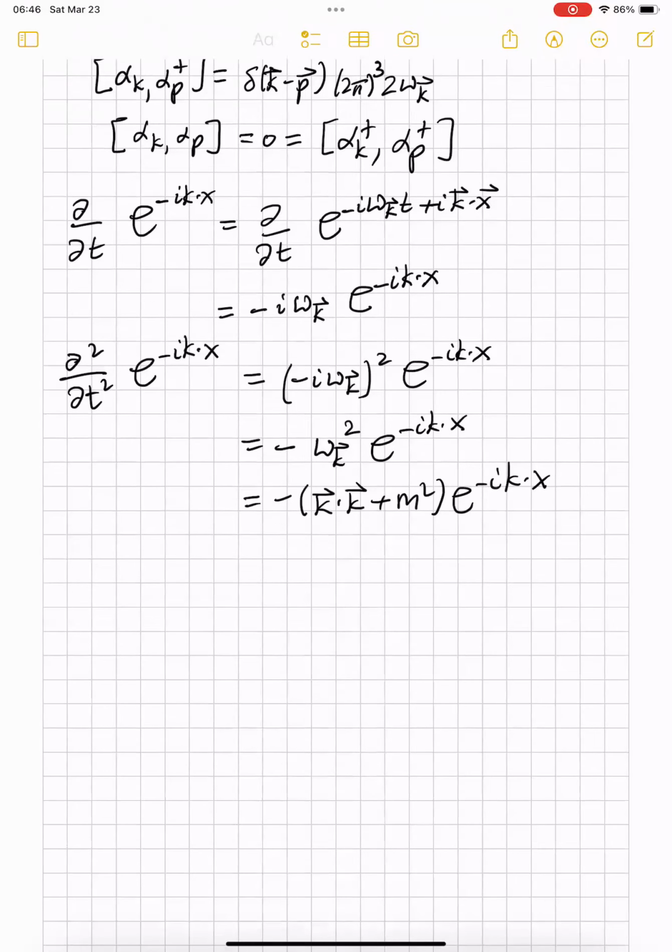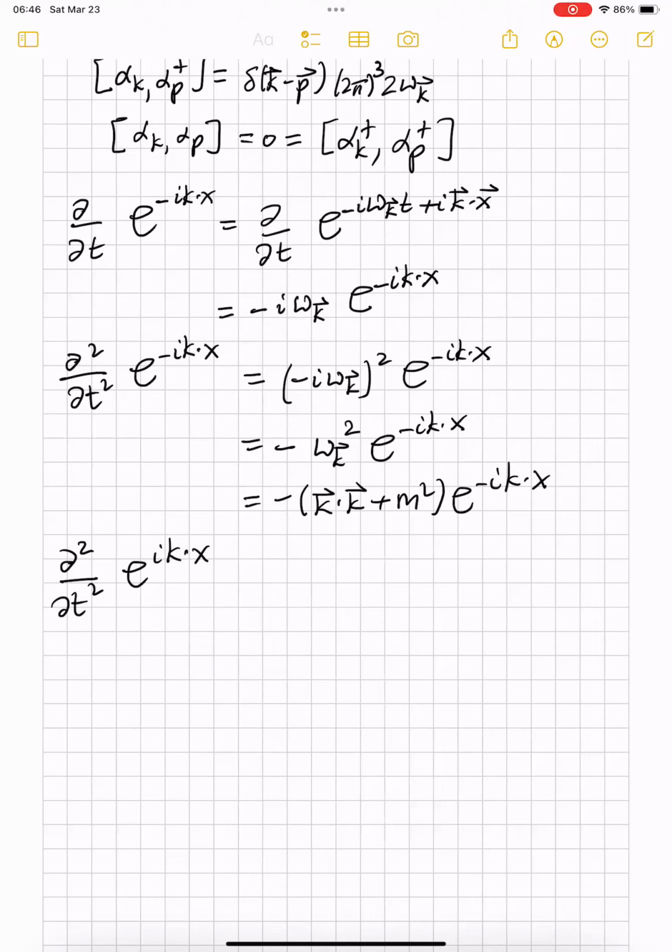Now, I want you to do an exercise. I want you to calculate what is the second derivative of e to the i k dot x. You're going to do it in exactly the same way. So pause the video and do the calculation.